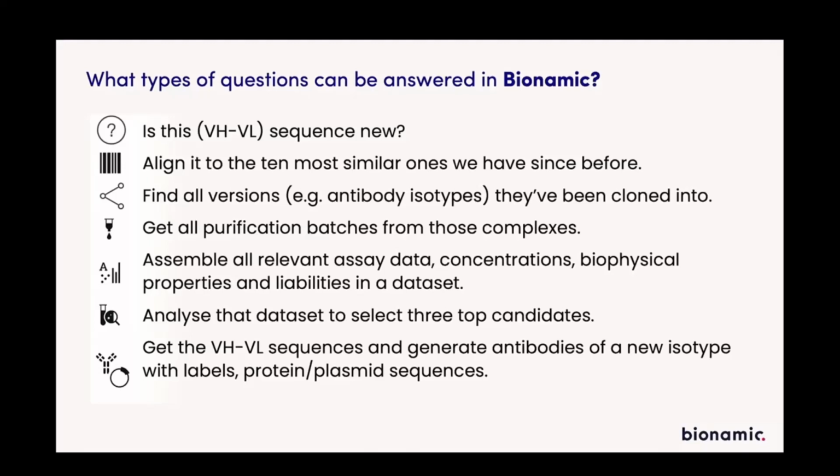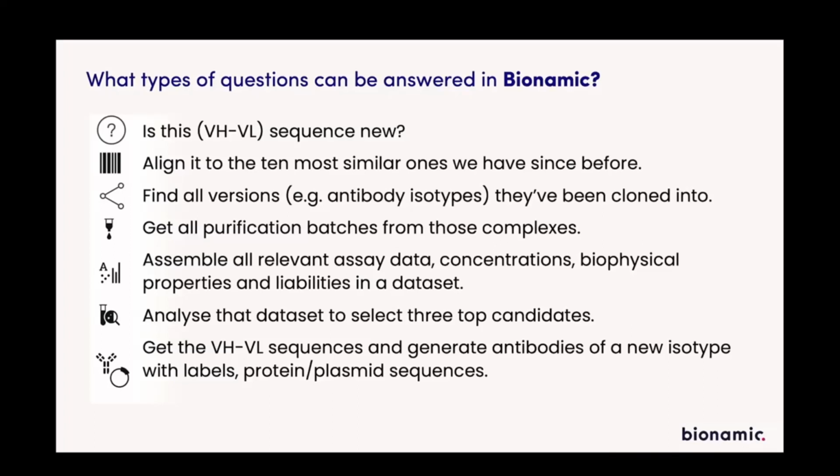And for those 10 sequences, find all the different variants that they've been used in. So different antibody isotypes, mutated versions, and so on. And for those antibodies, bring in all the different purification batches that have ever been made of either of those antibodies. And get all the assay data that was generated for any of those purifications, together with other information like what concentrations were there, what were their biophysical properties and liabilities, and assemble all that into one single data set.